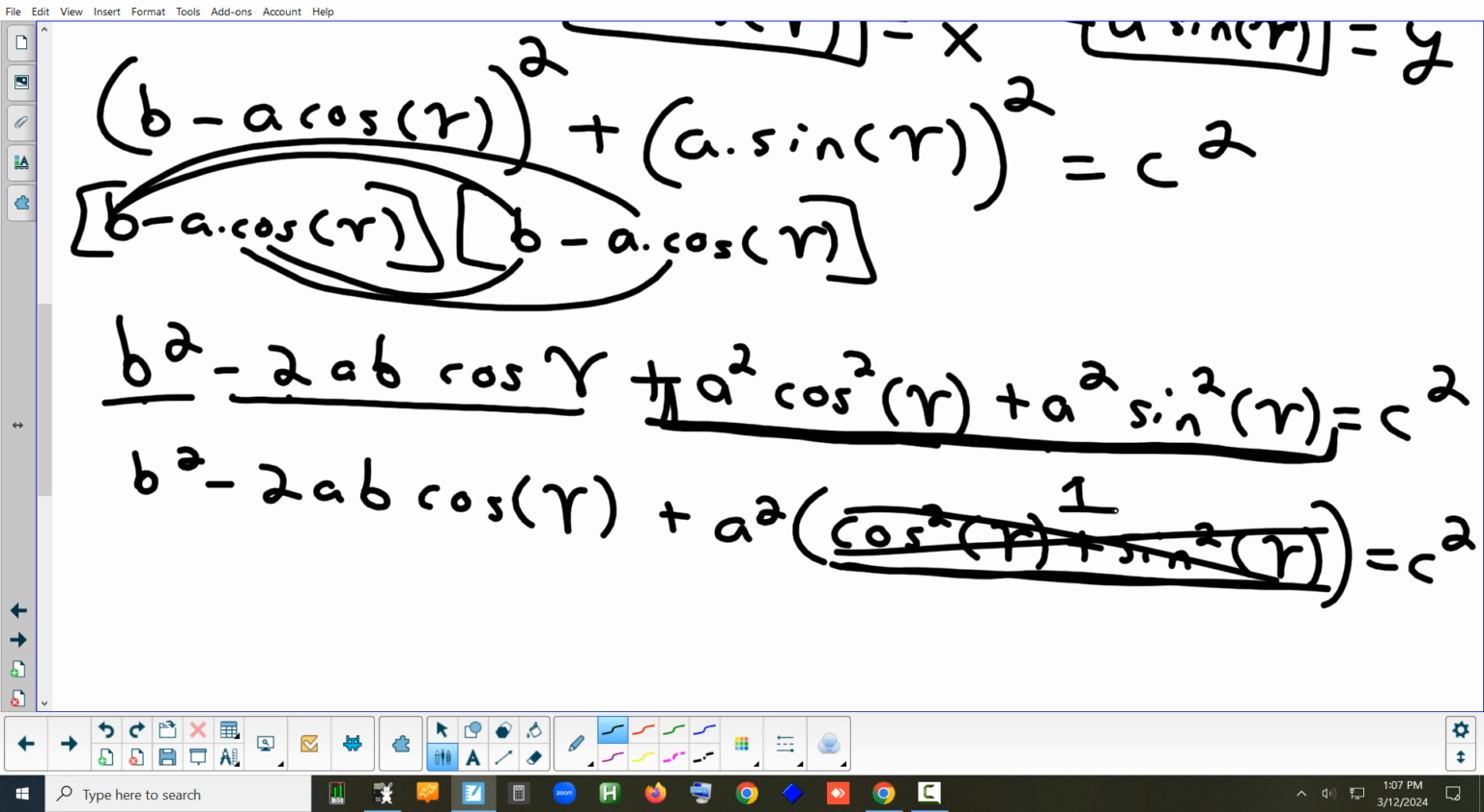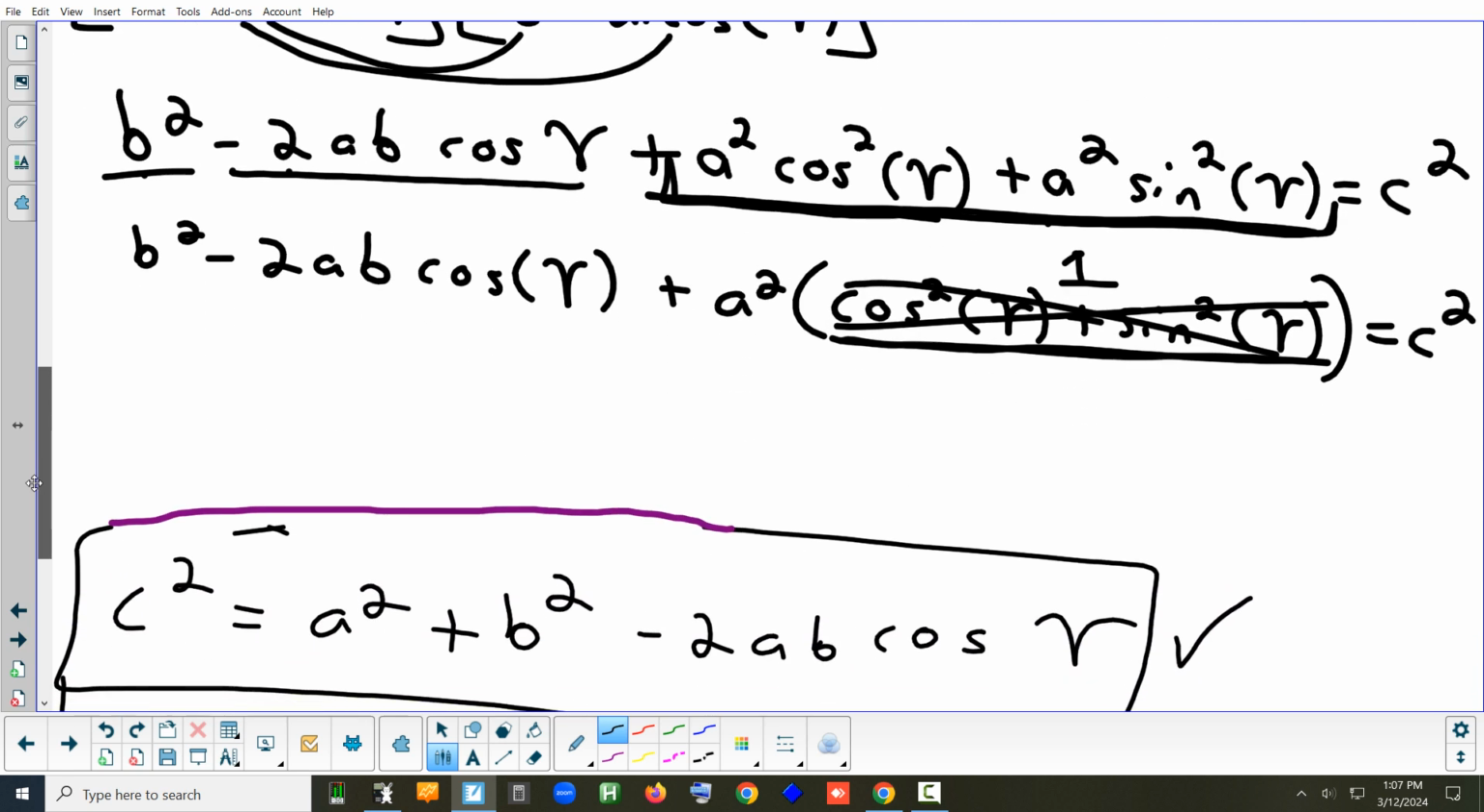So what I'm going to do is rewrite this and put it in the order that you would normally see it. So you have c squared on one side, a squared plus b squared minus 2ab cosine gamma. That's the law of cosines. You could write it in that order if you want. That's fine. I usually just put the a squared in front.